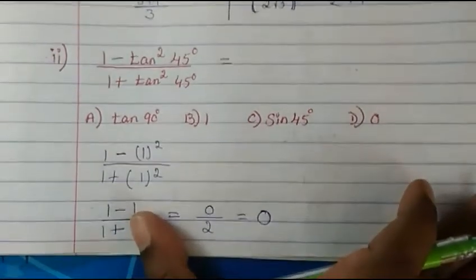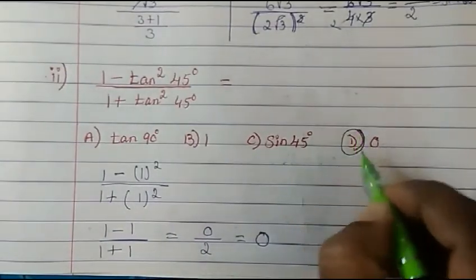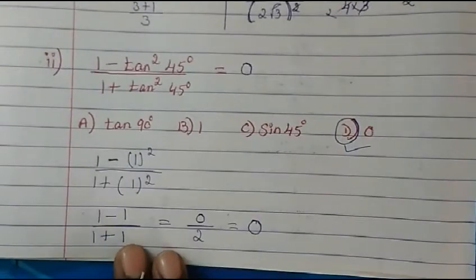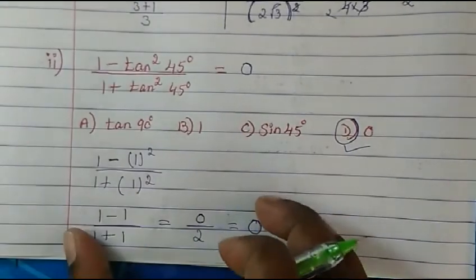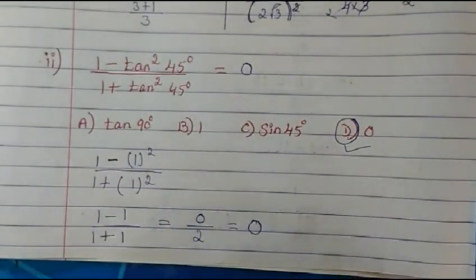So among the options, let us check. We have 0 anywhere. Yes, we have 0. So this is the correct option. And this is actually our justification. Okay, what we have solved is justification and the correct option is here. So that's it. Now third and the fourth part we'll see in next video.